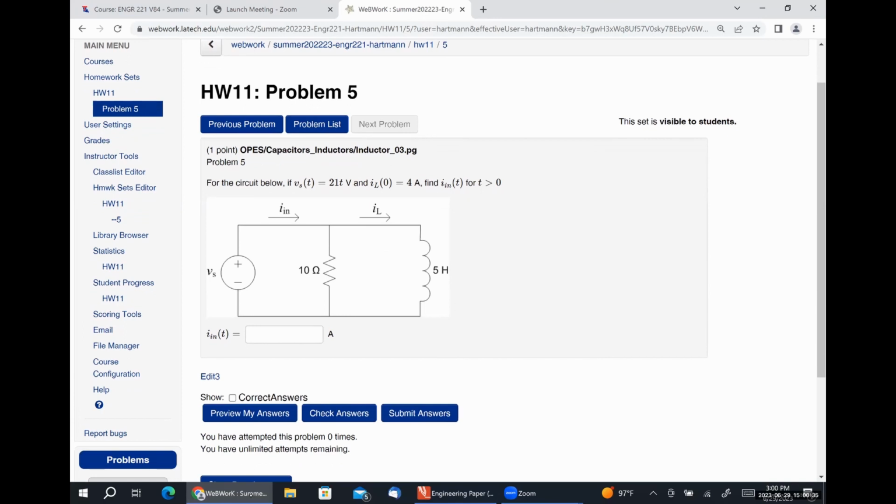So we have another problem. Similar kind of situation here. We are given Vs as a time varying function. We're trying to find the current leaving that voltage source. So this is a single node pair circuit because everything is in parallel. So effectively, we're going to do things very similar to the last problem. But instead of writing a KVL equation, we're going to write a KCL equation, right? So let's take a look at this one.